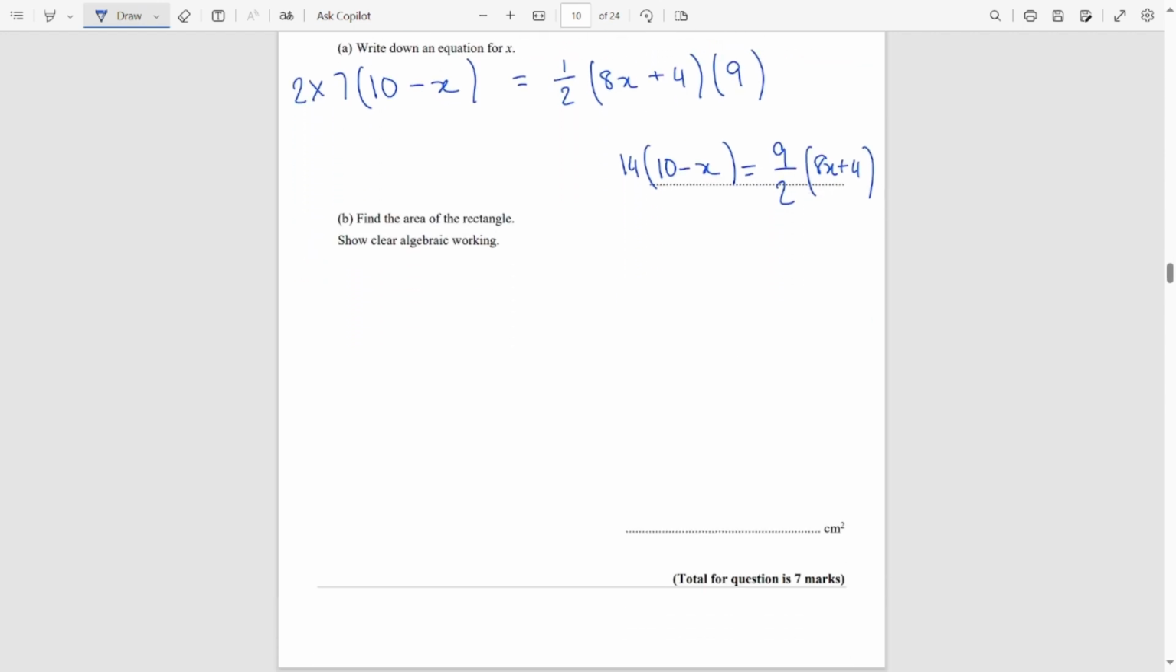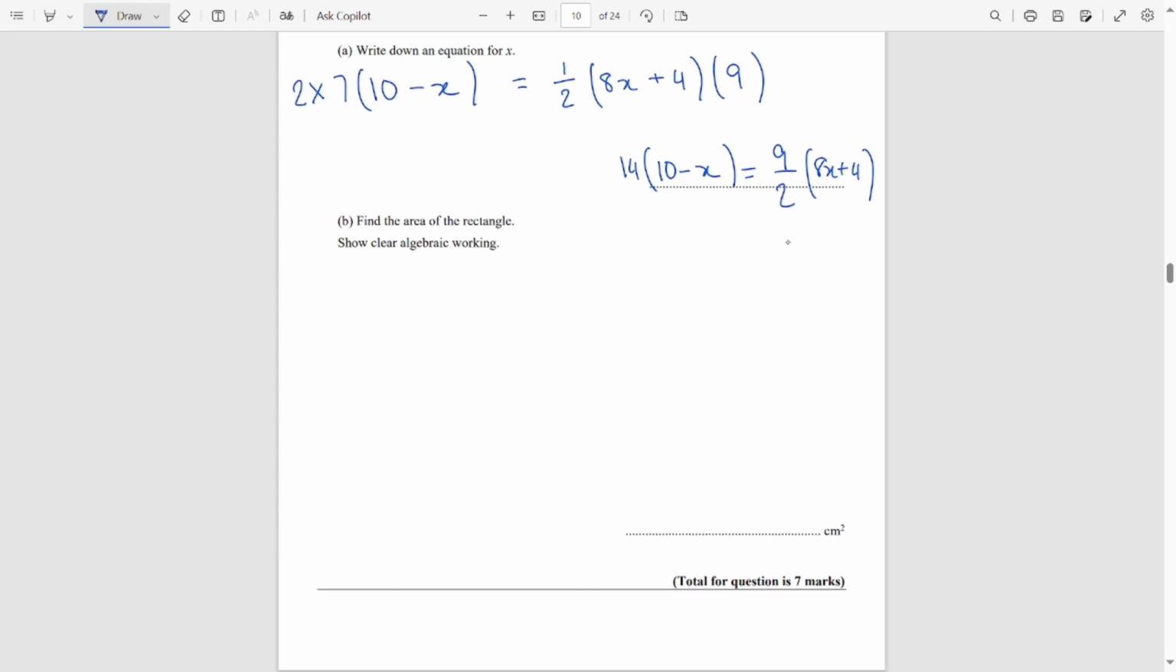Work out the area of the rectangle, show clear algebraic working. So here we're going to have to actually solve this equation that we've written out to work out what x is. And I think, as before, I don't like when I have fractions, so the first thing I'm going to do is multiply that up by 2.